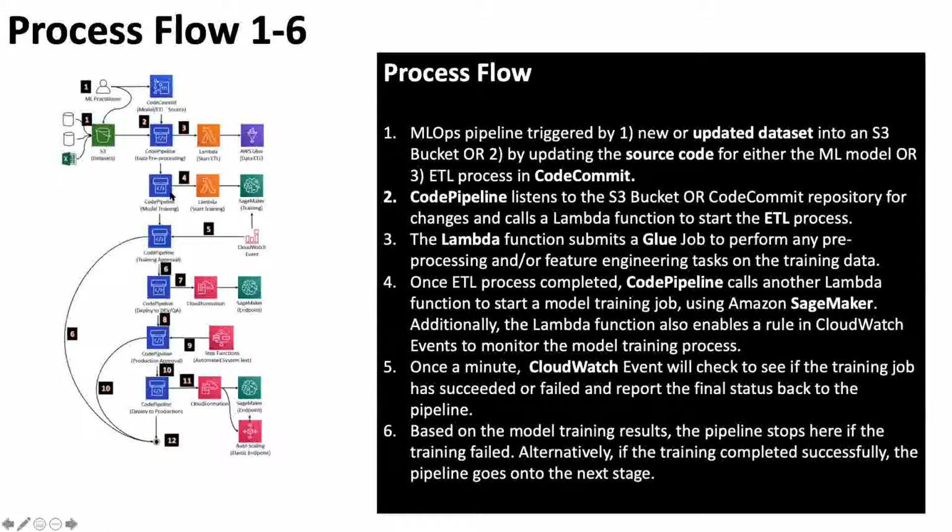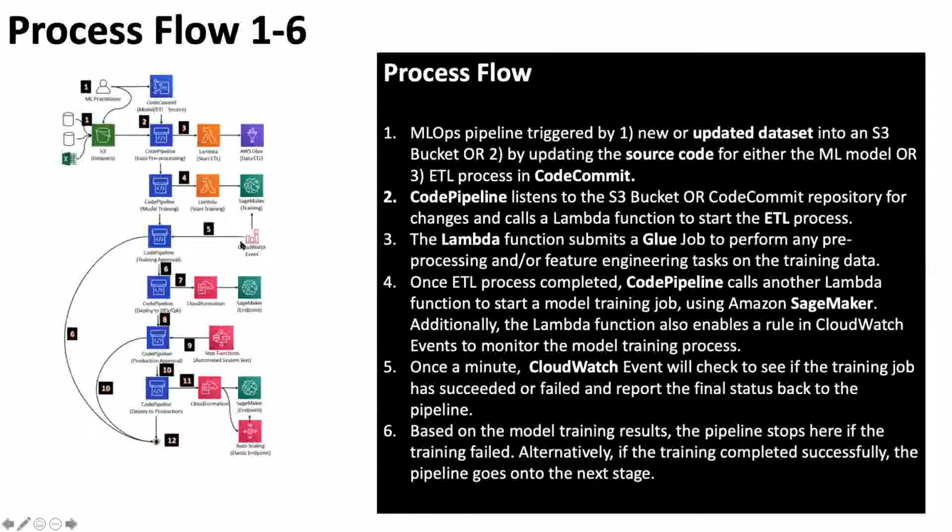Number 4 is also a trigger. That trigger is once the ETL job is completed, the code pipeline will call another Lambda function to start a model training job. Because the pipeline already knows that first you need to finish the ETL job. And once the ETL job finishes, I'm going to start a job for the SageMaker training job.